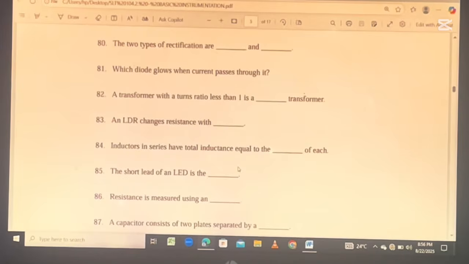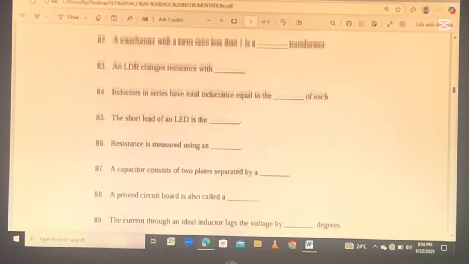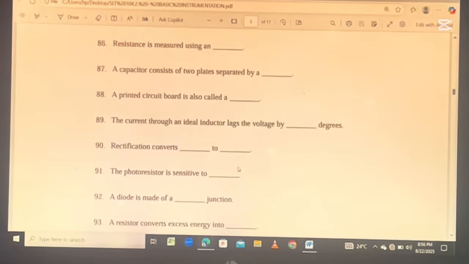Now the short leg of an LED is the cathode. Now resistance is measured using an ohmmeter. Now the next one, a capacitor consists of two plates separated by a dielectric. So the dielectric is what is used in separating the two plates of a capacitor.